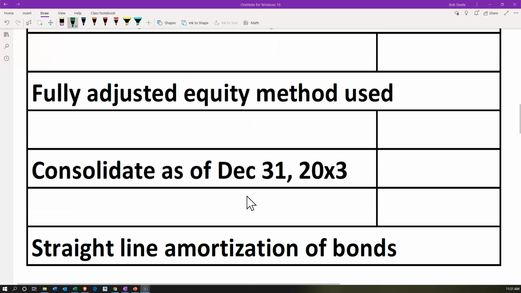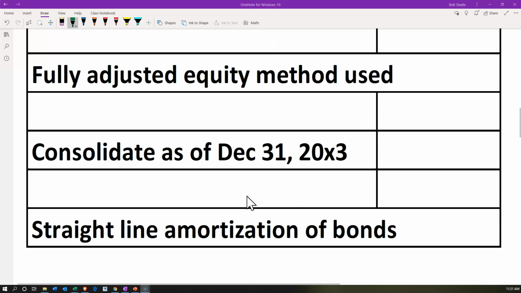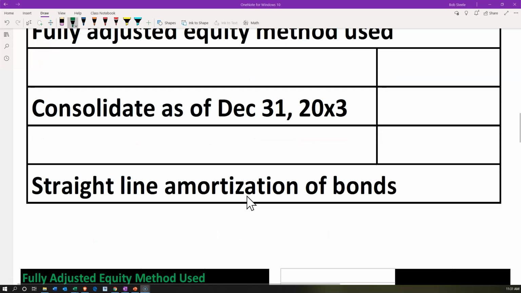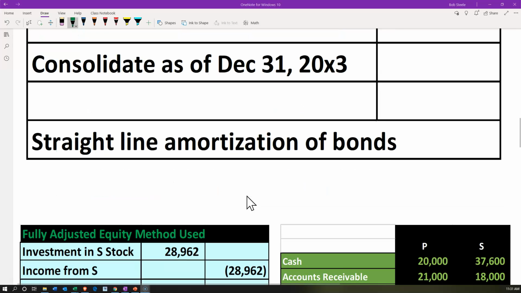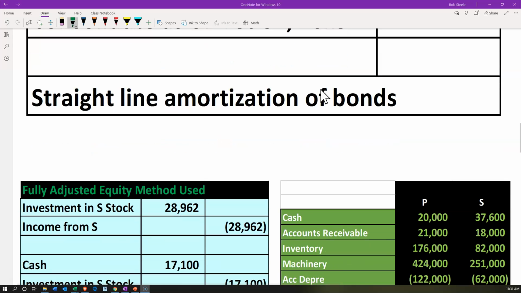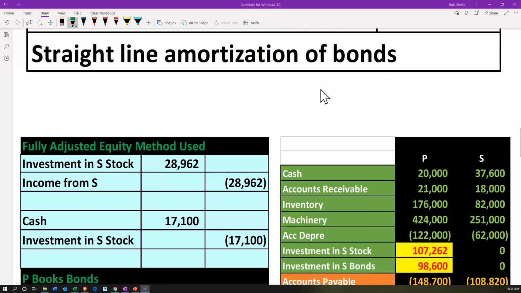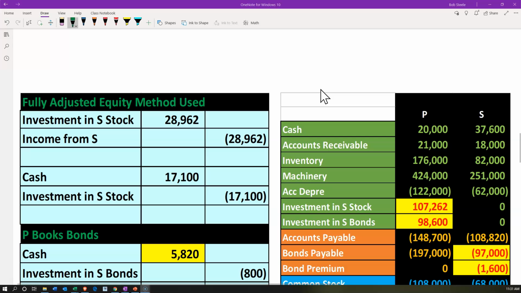Fully adjusted equity method is used by P to account for S. Consolidate as of December 31st, 20X3. So the consolidation is going to be as of December 31st, 20X3. Straight line amortization. That's a couple of years after the purchase, which was January 20X1. So now it's X3. So the premium that we had on the issuance of the bond is amortized using a straight line method.